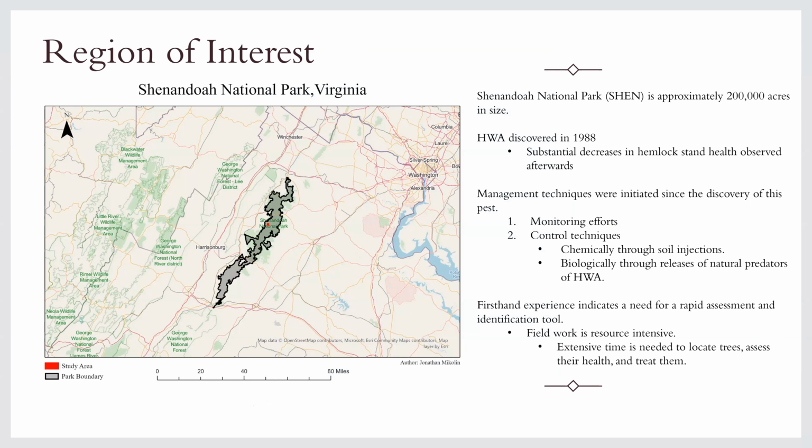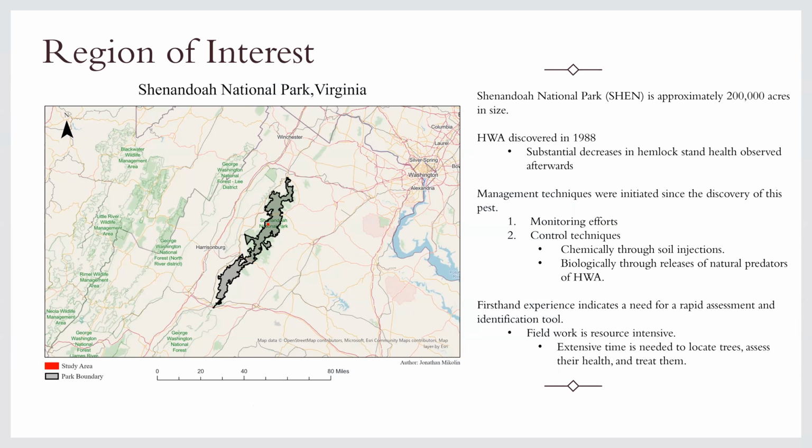My region of interest for this project is Shenandoah National Park, which is located in Western Virginia, just west of Washington, D.C. It's a mountainous park, approximately 200,000 acres in size. Of the two hemlock species mentioned earlier, this park is home to the eastern hemlock tree.